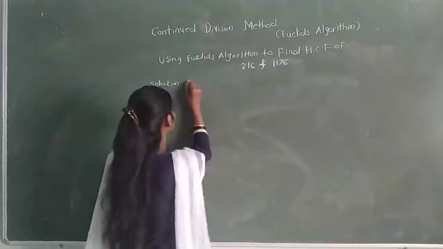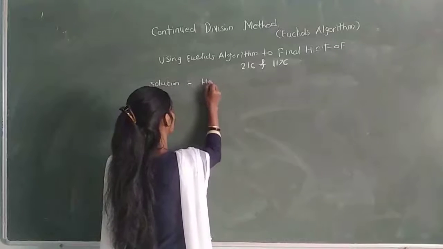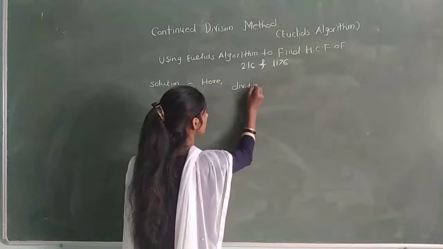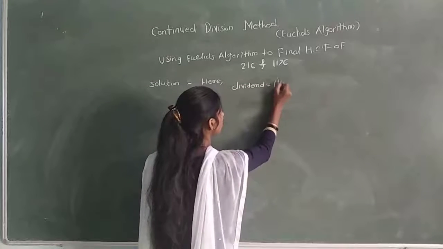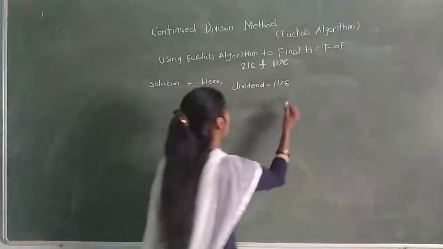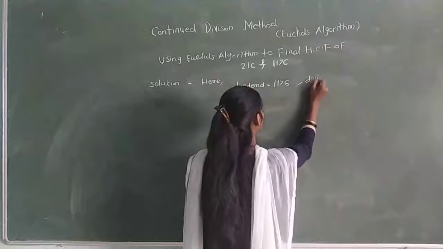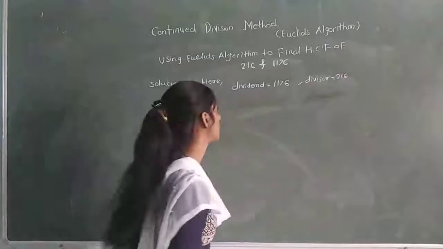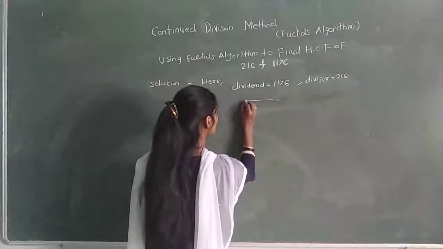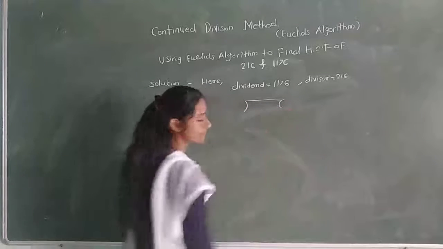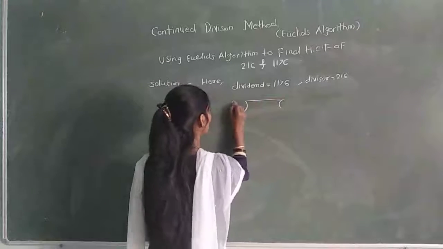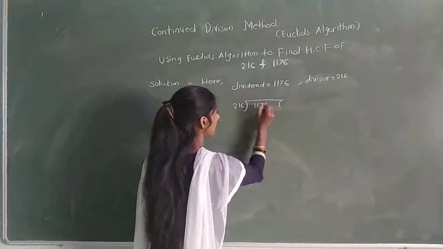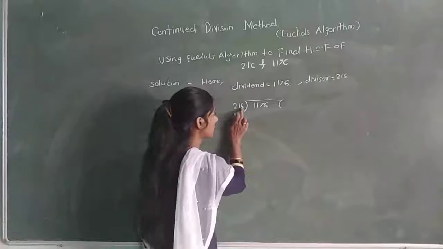Okay, so here the dividend is equal to 1176 and the divisor is 216. Okay, now find out the multiples of 216. First, 216 ones are 216.